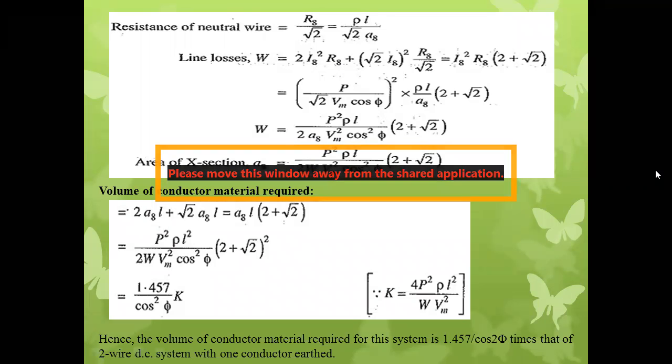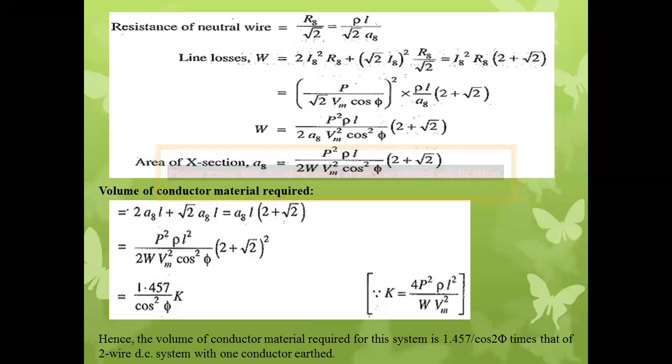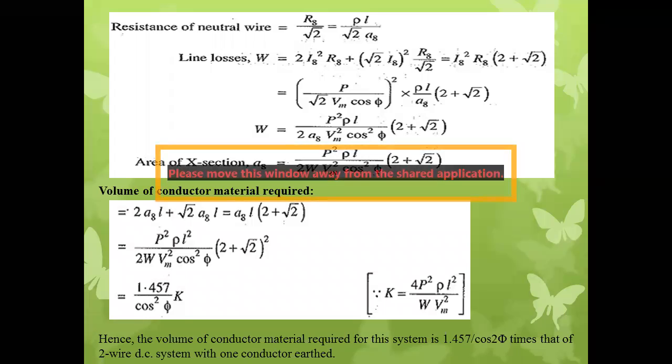In case of the neutral wire, the line loss for the neutral wire will be root 2 into I8 whole square into R8 into root 2, where R8 root 2 means the resistance of neutral wire. Finally, by simplifying that, we will find I8 square into R8 into bracket 2 plus root 2. The total line loss will be 2 plus root 2 into I8 square into R8.